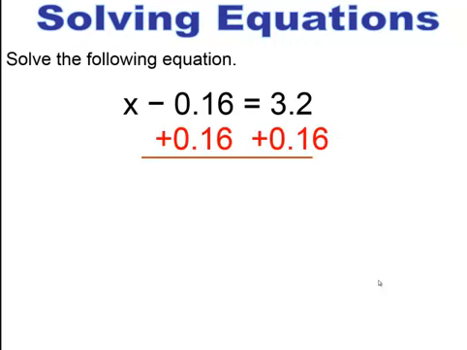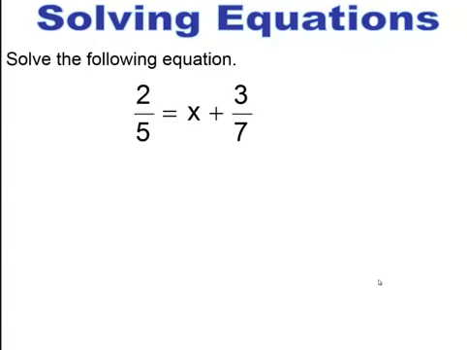Pause and try. So you have to add 0.16 to both sides. Now keep in mind, you have to remember how to add decimals. When you add decimals, you have to line up the decimal spot. If there's a missing decimal piece, you're going to put a 0 in that spot, and then you're going to add down. So we end up with 3.36. Pause and try.